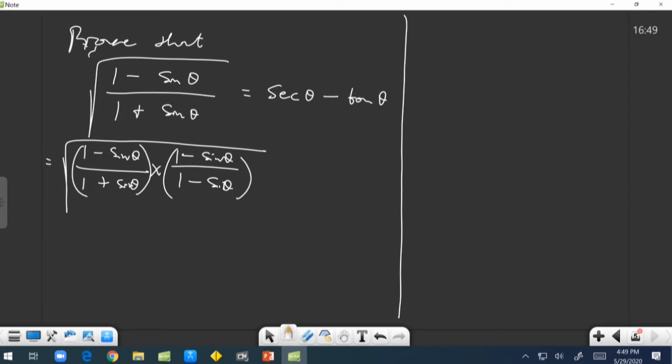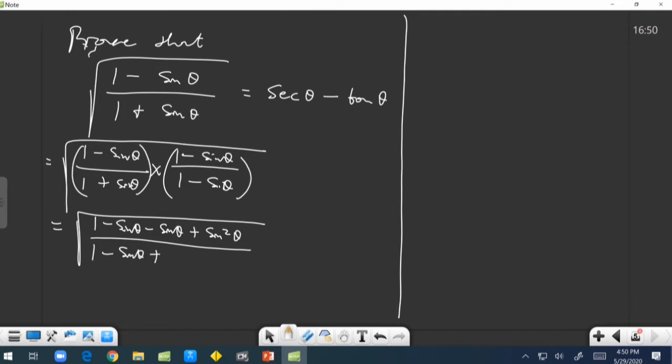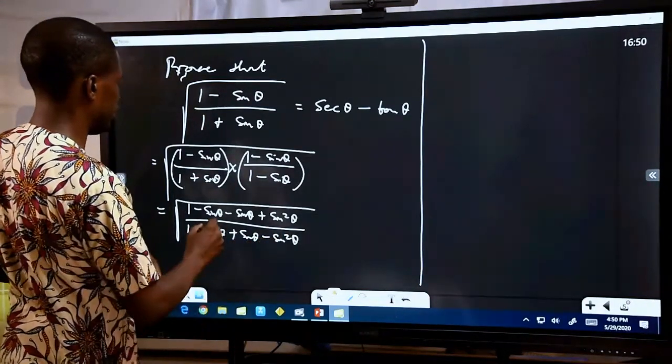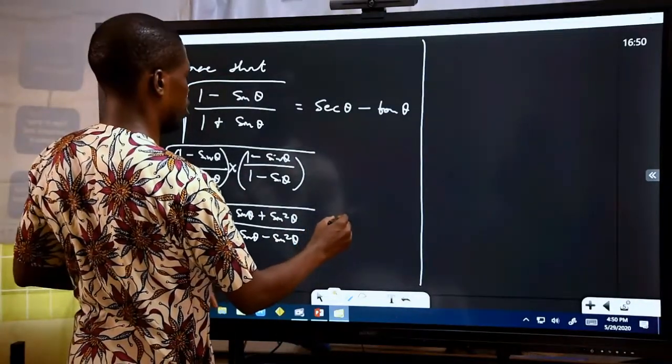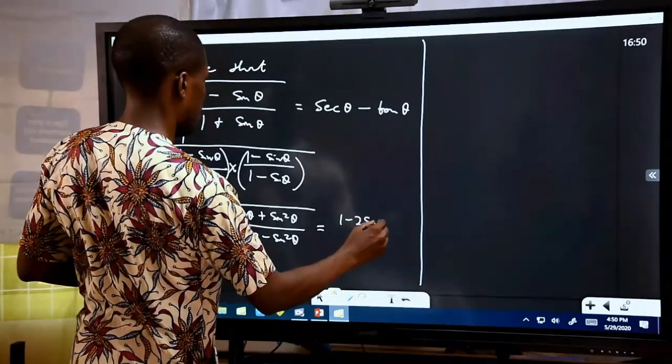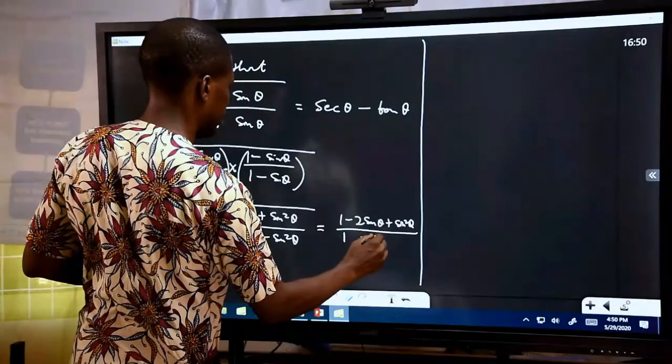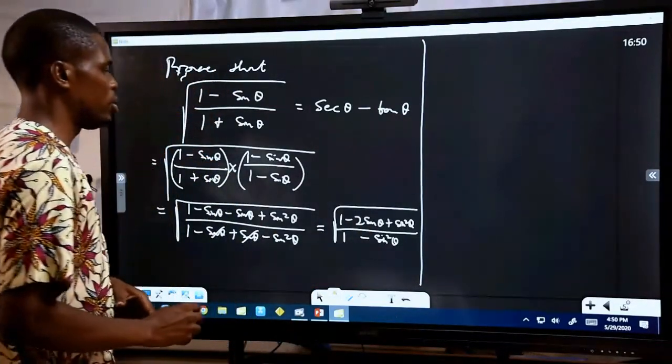So that will give us what we have next. 1 multiplied by 1 is 1. Then 1 minus sine theta, minus sine theta. Then this multiplied by this gives plus sine squared theta, divided by 1 minus sine squared theta. Simplifying this, we have 1 minus 2 sine theta plus sine squared theta divided by this, where we cancel this. So we have 1 minus sine squared theta, with the square root. Remember not to remove the square root. So we have this now.